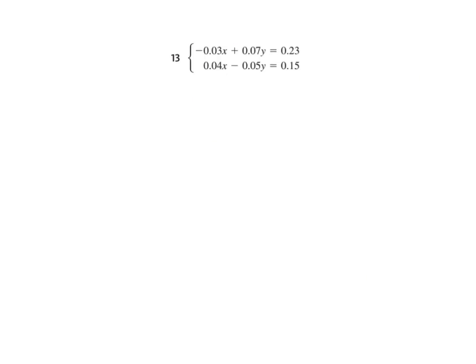Let's get rid of our decimals. Let's multiply by 100 on everything. And that's negative 3x plus 7y equals 23. And 4x minus 5y equals 15. So now our signs are opposite on both x and y.